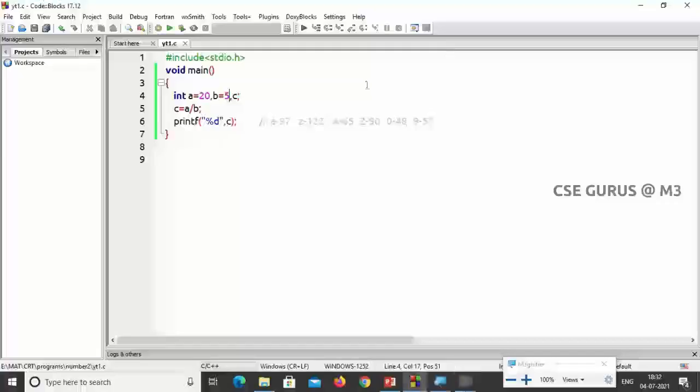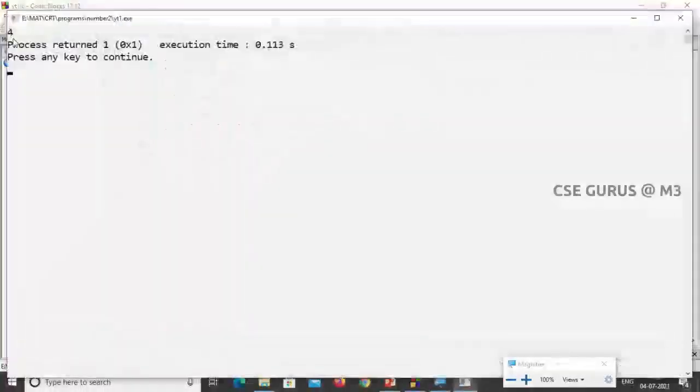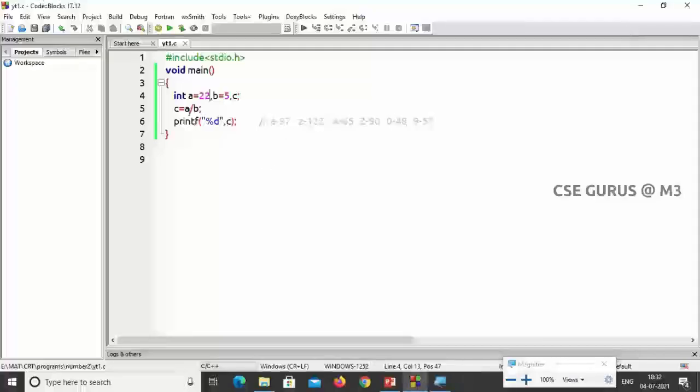But what if I take 22? So we know that the output is 4.4, right? So the output should be 4.4. You can see the output here, only 4 you got. So why did we get 4 only? That means you have the division where you have taken it as integer, right? You have taken it as integer, that's why it is 4 only.